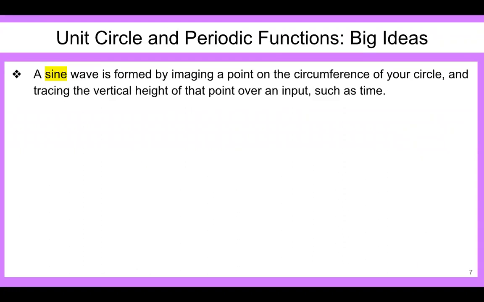Is formed by imagining a point on the circumference of your circle, like on Desmos, and you trace the vertical height of that point over some input such as time. So try to read that again to yourselves. I just read it, but go ahead and reread it, right? There's a lot going on in this. There is mentioning of circumference. Let me underline that.